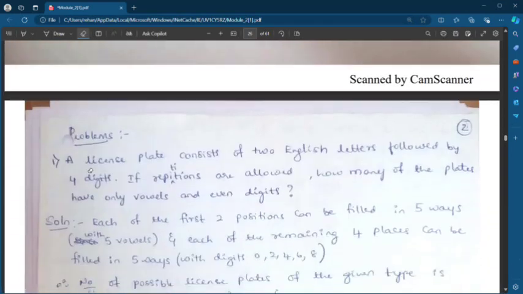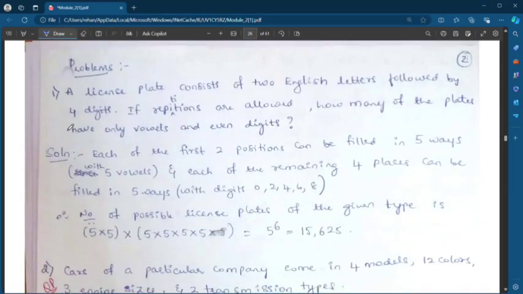Okay, now let us move on to the problem. A license plate consists of two English letters followed by 4 digits. So here two letters are there, and here 4 digits are there. If repetitions are allowed, the same numbers can be repeated, like A A here, or 0 0 0 0, that is allowed. How many of the plates have only vowels and even digits? So how many vowels will be there, and how many even digits can be there?